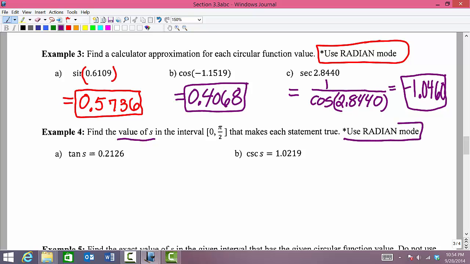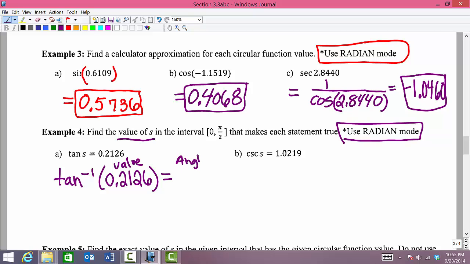So using radian mode in your calculator, we're going to do our inverse functions. This time we're given the tangent value, and we're asked to find the angle. And since we're using s, we're talking about radians, so we're going to hit second, and then we're going to hit our tangent button. Make sure that you have tangent inverse with a little -1 at the top. And we are going to type in our tangent value. So here we're feeding it the value, and it now will spit out our angle s. So we're going to round to the nearest 4 decimal places again. I get 0.2095.